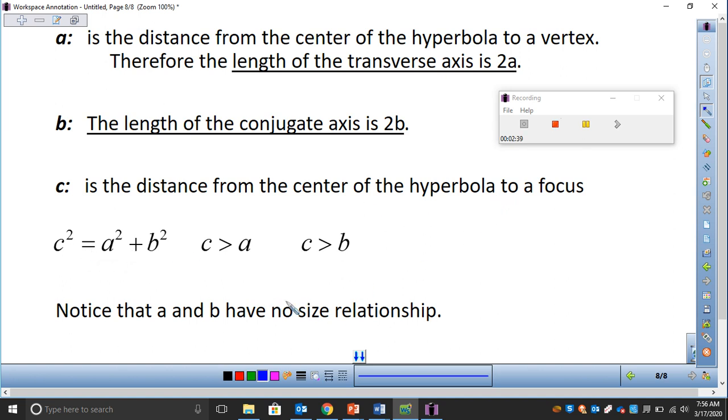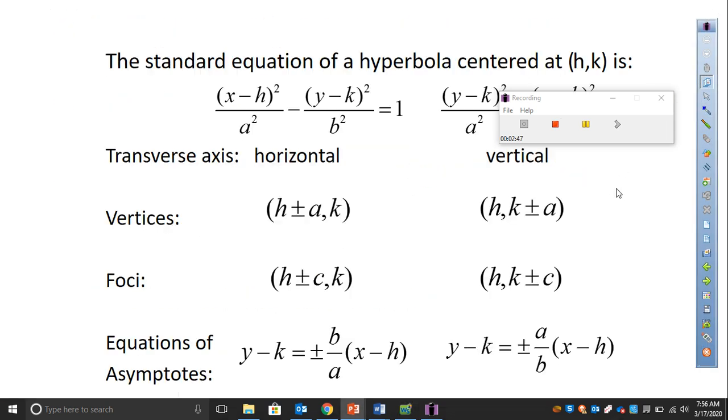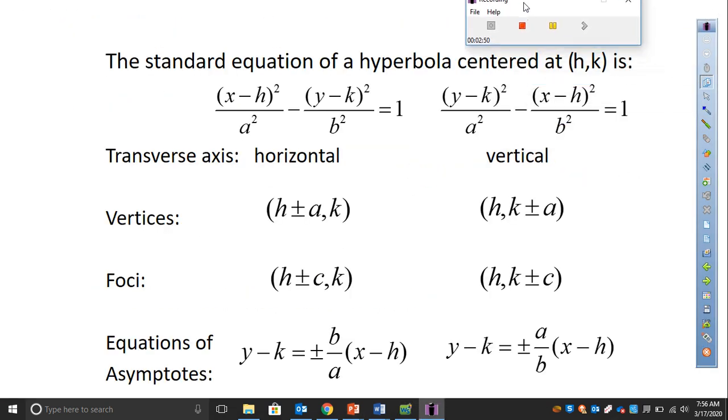There's no size relationship between a and b. They could be the same. B can be bigger. It does not matter. A is always underneath the positive fraction. There's a wrap-up of everything.